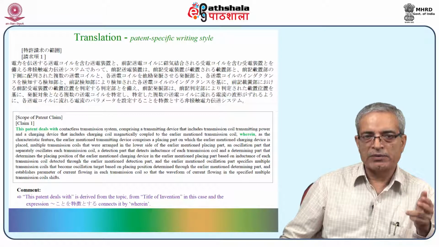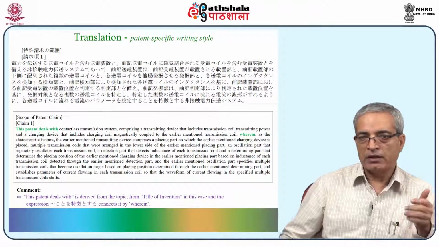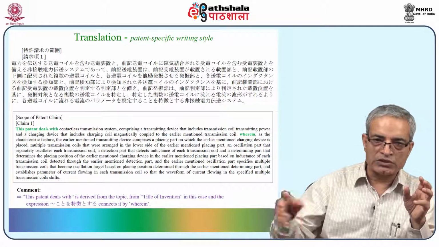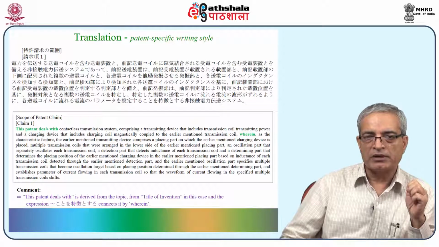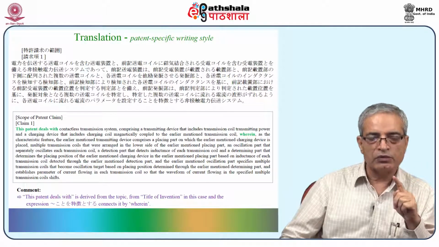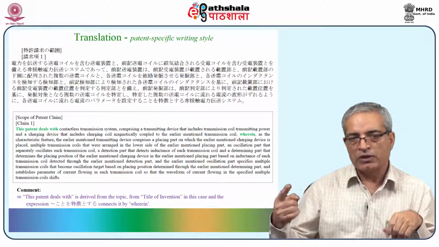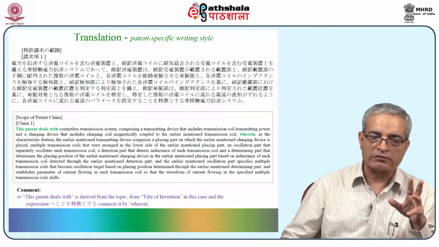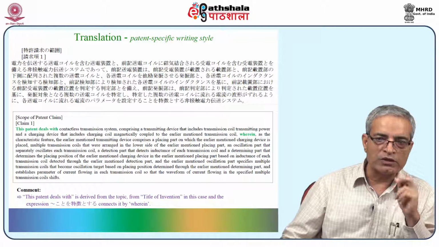This is an adjectival part. And a charging device that includes charging coil magnetically coupled to the earlier mentioned transmission coil. Again, this is adjectival part. And now, wherein, so this patent deals with something which is something with some adjectival part, wherein, and after wherein you can have all the verbs, all the components, all the segments in the sequence the way it is occurring in the source language. I don't think this is required to be read completely.